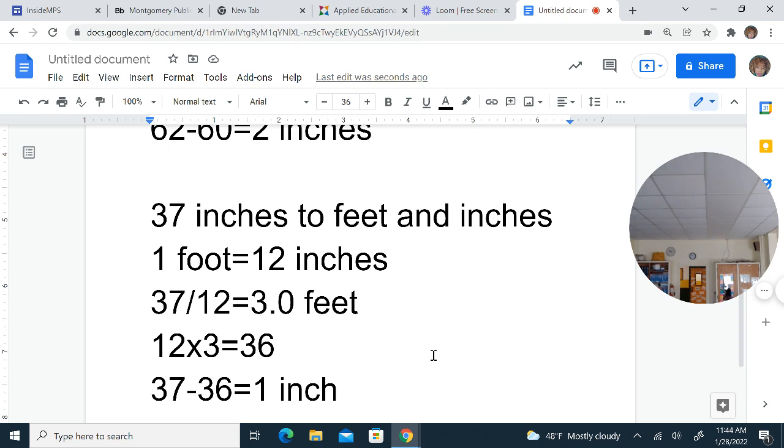See, y'all can impress your family members. They say I'm so many inches, you can be like, well, that's 3 feet 1 inch.